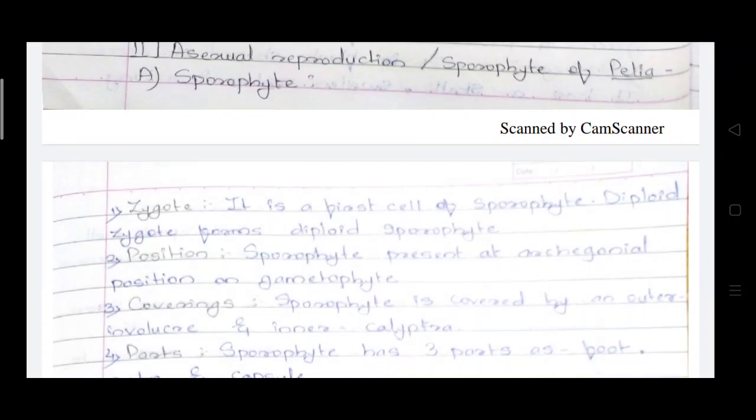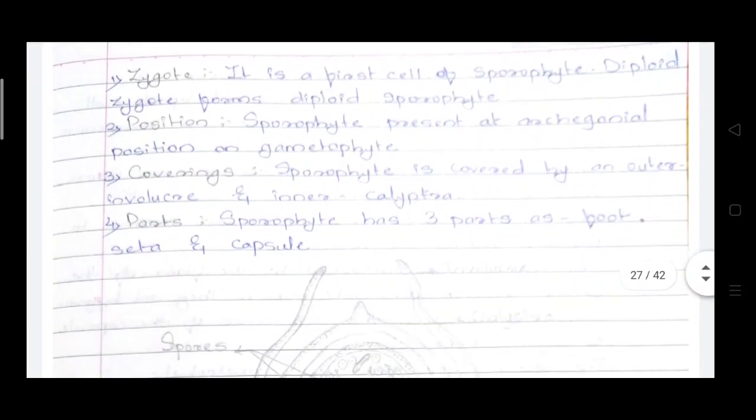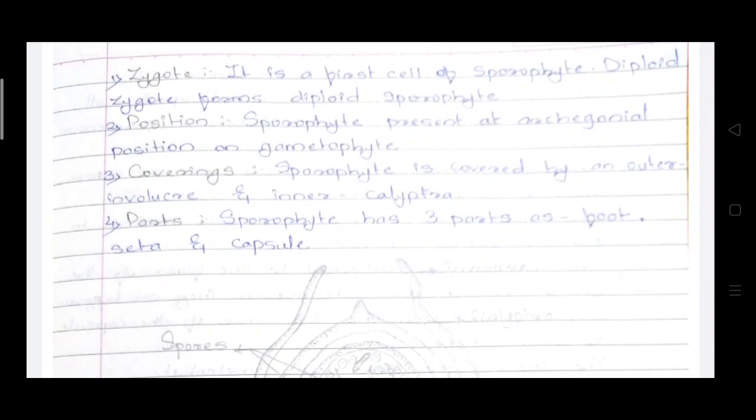The sporophyte is present on the archegonial, or female sex, organs. The zygote formation takes place in the female sex organs, and after the zygote the sporophytic generation starts. So this is the first cell of the sporophyte. This sporophyte is present on the archegonial gametophyte. The sporophyte is covered by the outer involucre and inner calyptra.